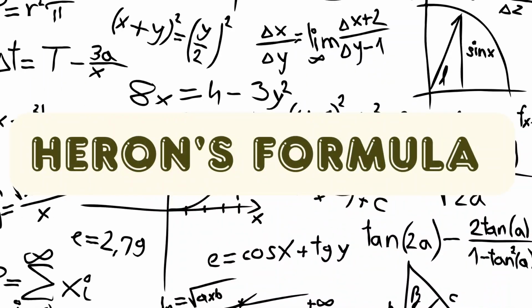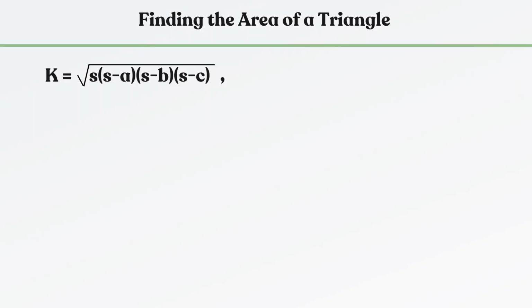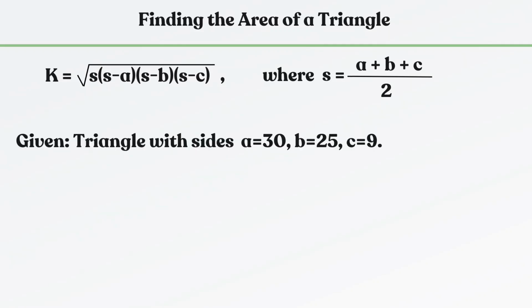And finally, for our last topic, Heron's formula, which provides a way to calculate the area of a triangle when the lengths of the three sides are known. The formula is K equals the square root of s times s minus a times s minus b times s minus c, where s is the semi-perimeter given by s equals a plus b plus c all over 2. And to illustrate it, we have an example.